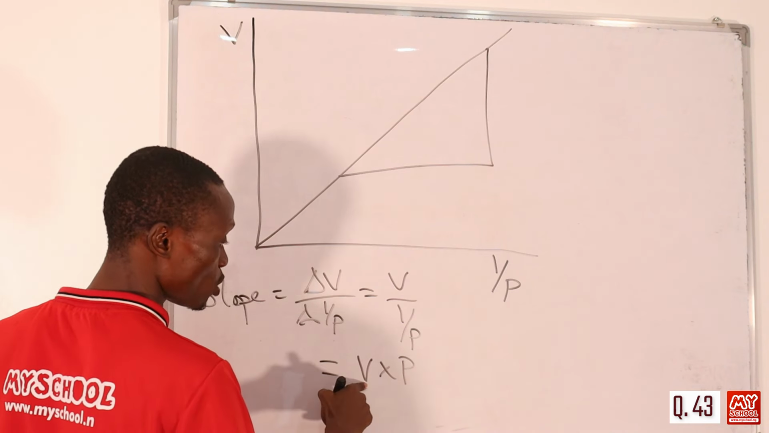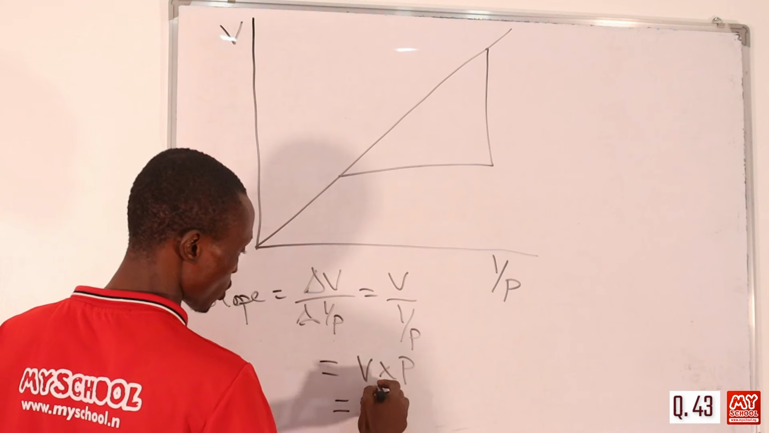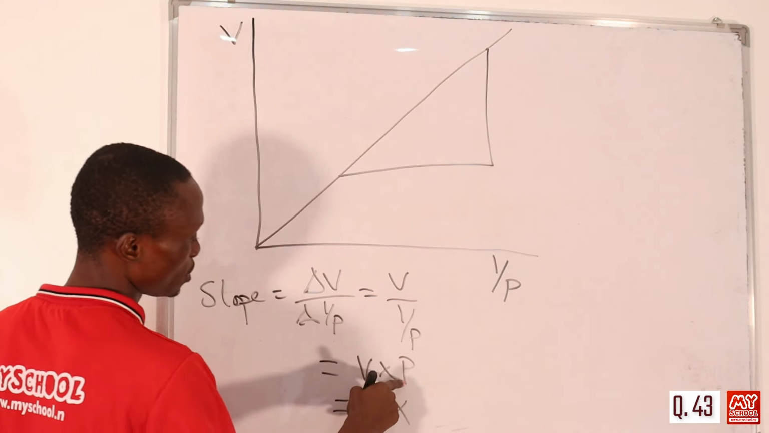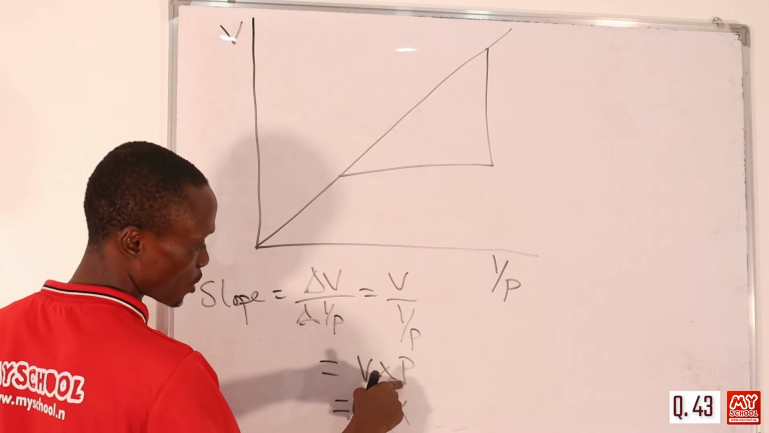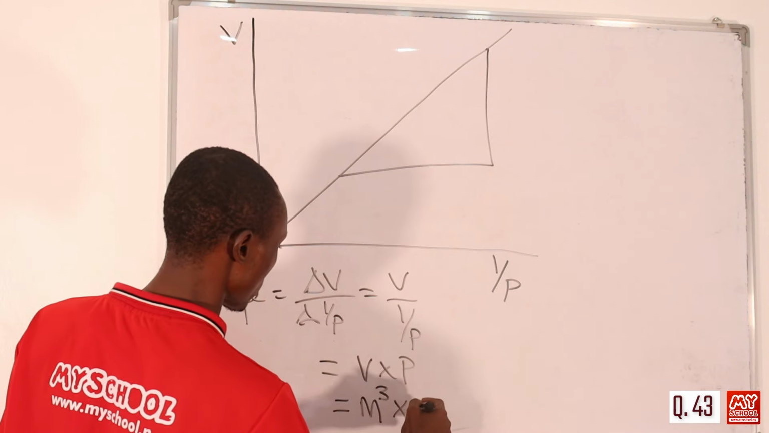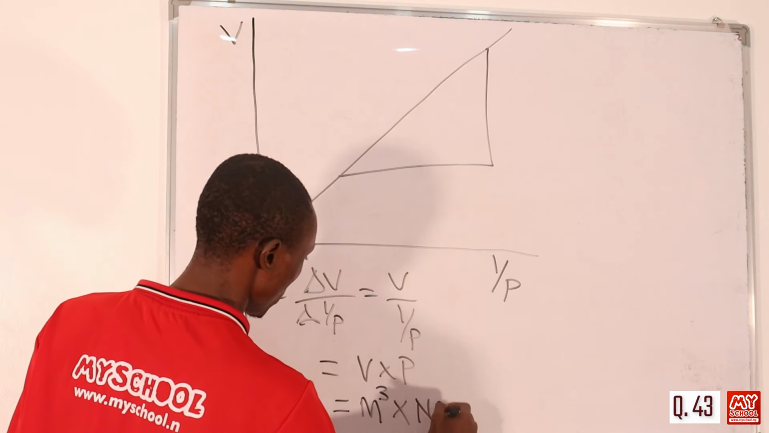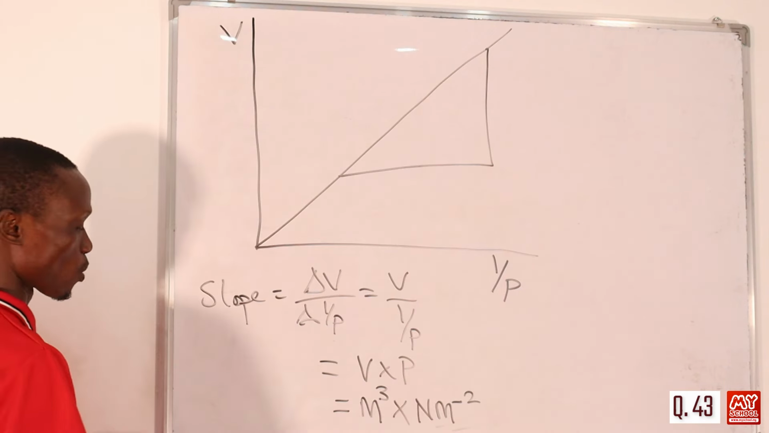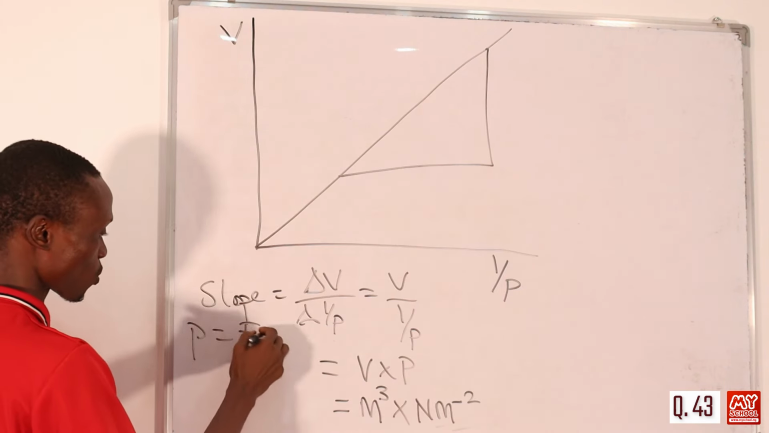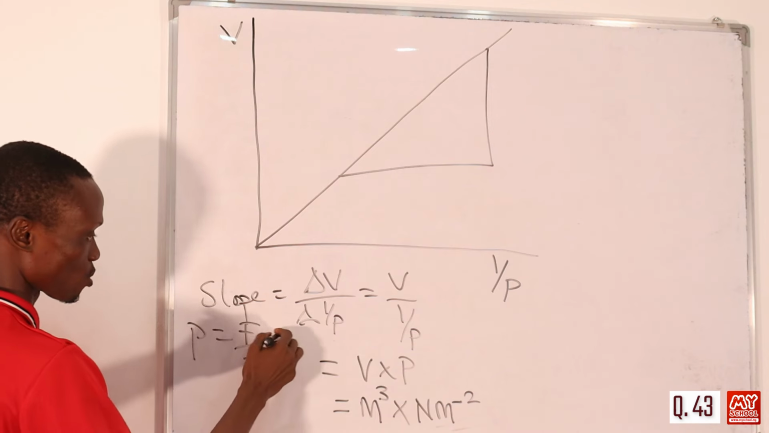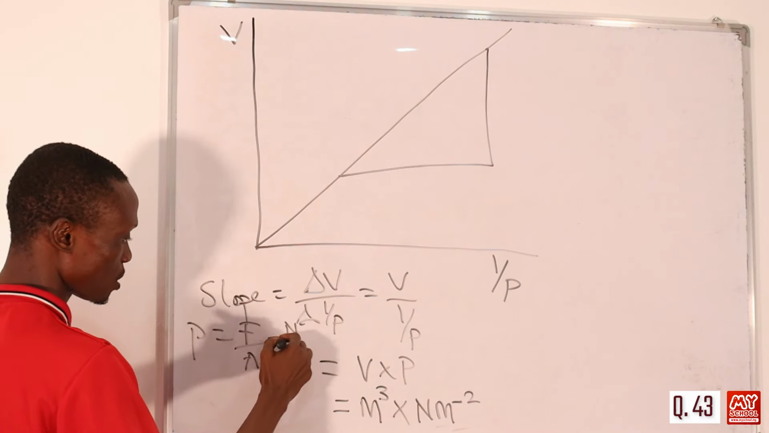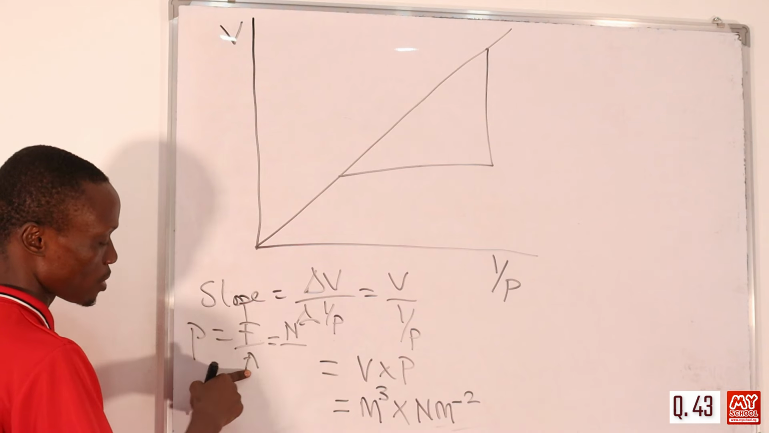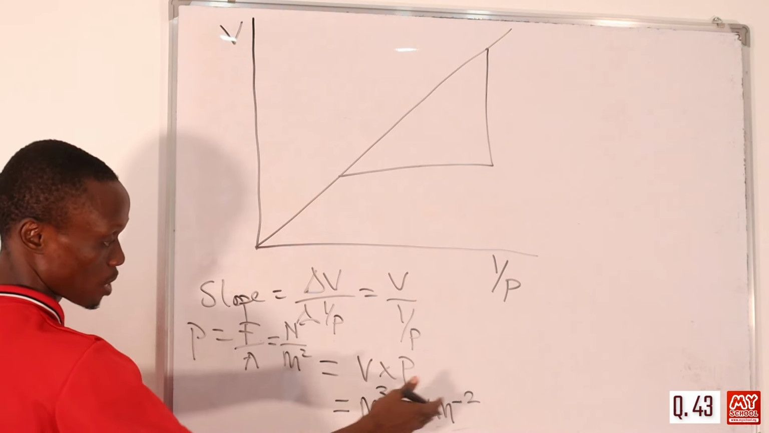The unit of V is meter cubed, and the unit of pressure is Newton per meter squared, because pressure is equal to force all over area. Force is in Newton and area is in meter squared. So you'll have this.